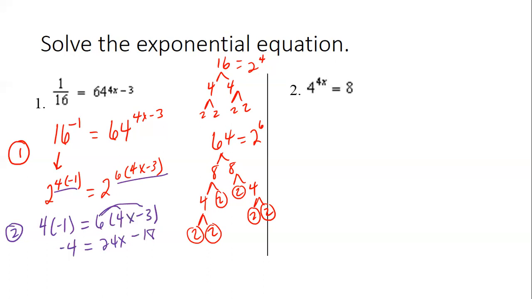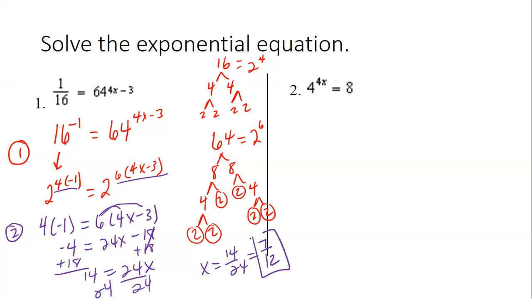What do I need to do to get x by itself now? Move 18. So I'm going to add 18 to both sides. And that gives me, what's -4 plus 18? 14. 14 equals 24x. What's the last thing to do? So x equals 14 over 24, which reduces to 7/12. Good job. So my answer is 7/12.